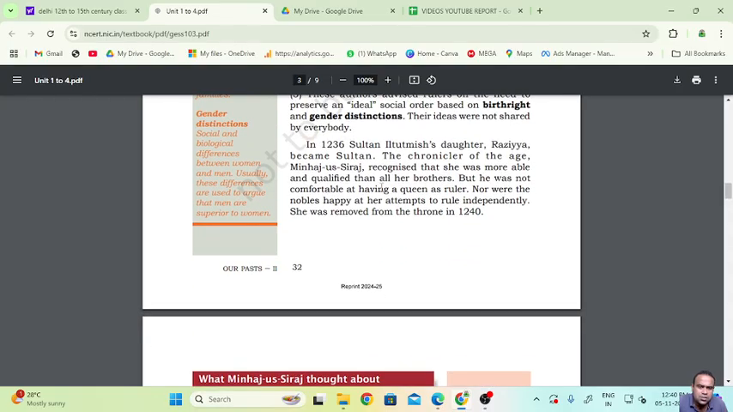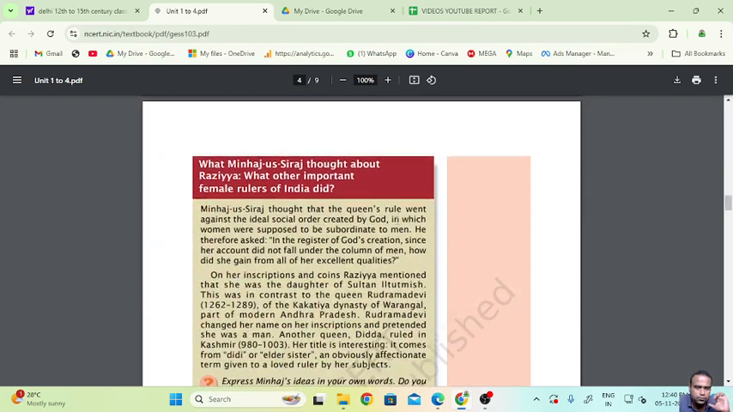In 1236, Sultan Iltutmish's daughter Razia became Sultan. The chronicler of the age, Minhaj-i-Siraj, recognized that she was more able and qualified than all her brothers. Okay, but he was not comfortable with having a queen as a ruler. Nor were the nobles happy at her attempts to rule independently. She was removed from the throne in 1240.